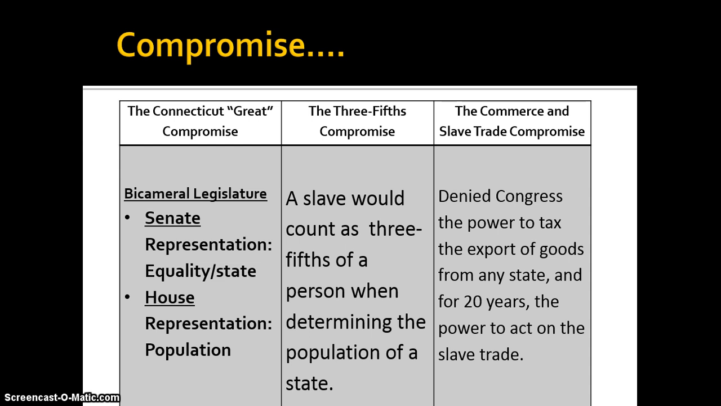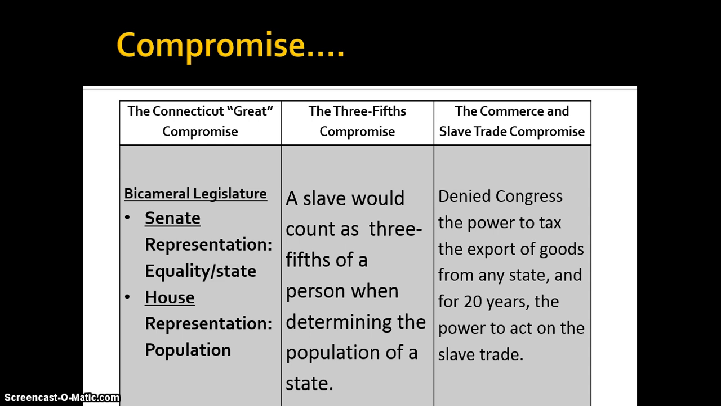Let's talk about compromise. There are three that we will look at: the Great Compromise, the Three-Fifths Compromise, and the Commerce and Slave Trade Compromise. Under the Great Compromise, this was a solution to the arguments that the Founding Fathers had when determining representation. Under this compromise, they decided there would be a bicameral legislature, a House and a Senate. The Senate taking equality, and the House taking representation by population. This satisfied both ends of the argument and was a good solution.